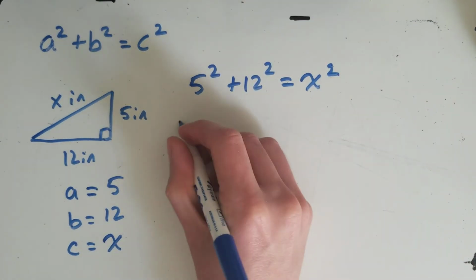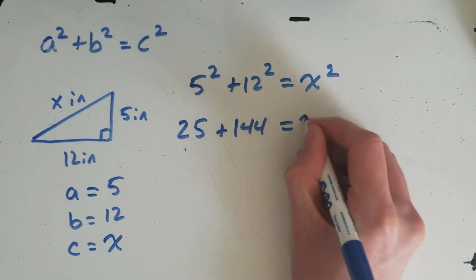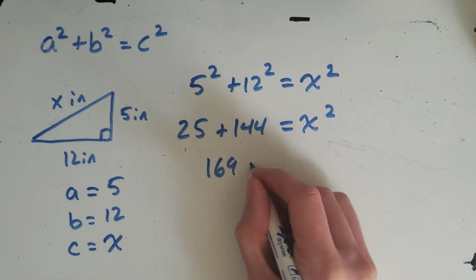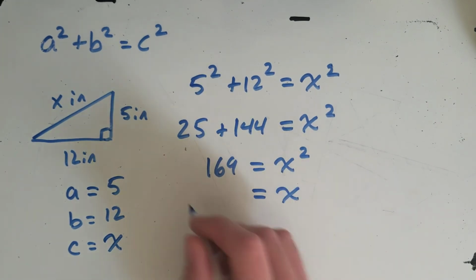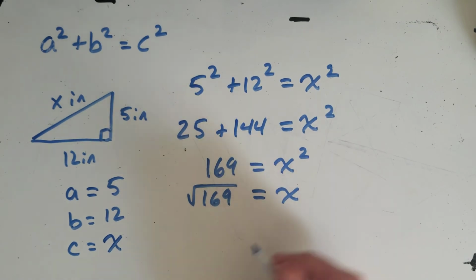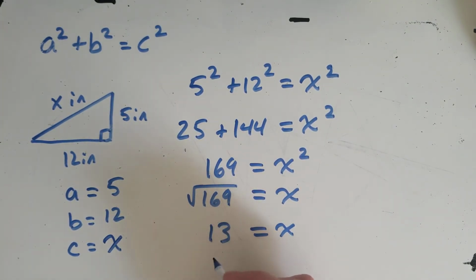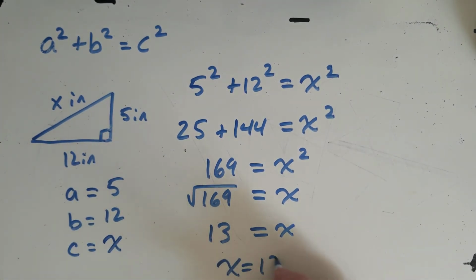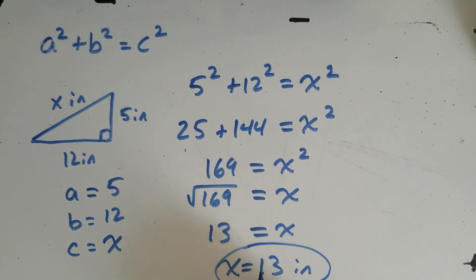Hypotenuse we don't know. So here we get 25 plus 144 equals x squared. When you combine your like terms here, you get 169 equals x squared. To isolate your x, you take the square root. And then when you take the square root, you end up with x is equal to, well, we should get 13 for this. And we're in the units of inches, so x equals 13 inches. And there's your value of x. So that was our first one.